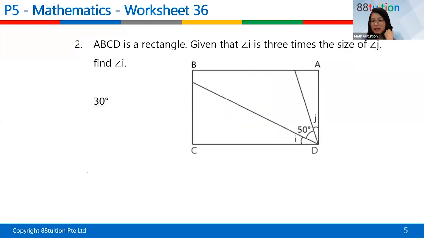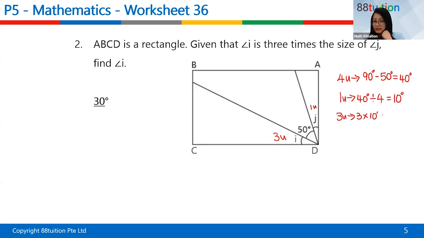I is 3 times of J. So this is 3 units, 1 unit. So 4 units is 90 minus 50, which is 40 degrees. So 1 unit is 40 degrees divided by 4, which is 10. I is 3 units, so it's 3 times 10, which is 30.